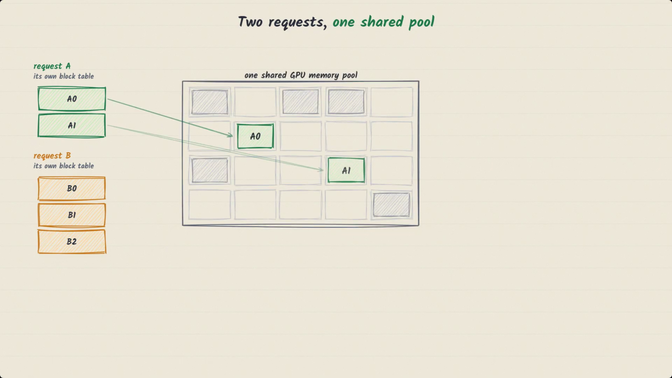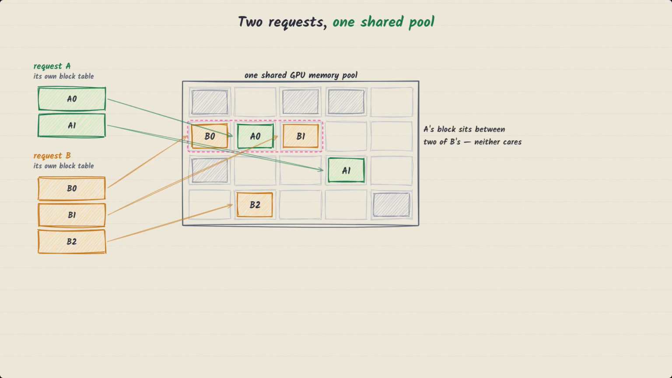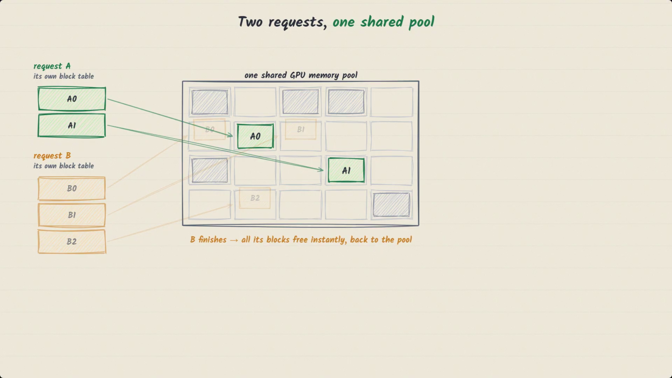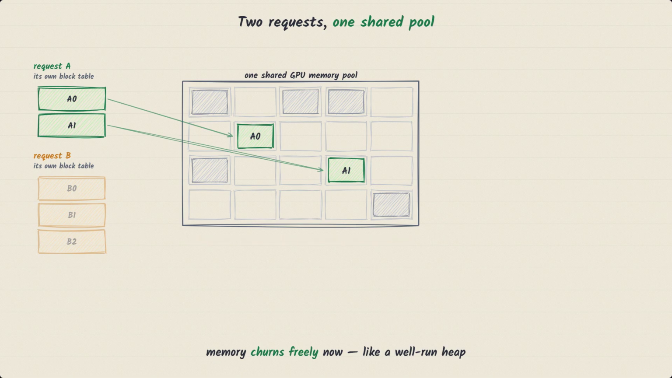Request A's block might sit right between 2 of request B's, and neither cares, because each follows its own block table. When a request finishes, every one of its physical blocks frees instantly and returns to the pool for whoever's next. Memory that used to be locked up for a sequence's entire lifetime now churns freely, like a well-run heap.